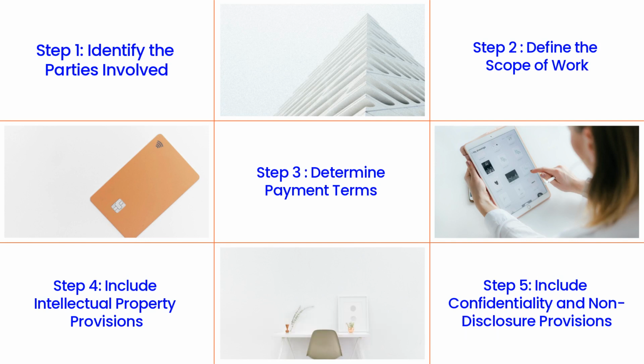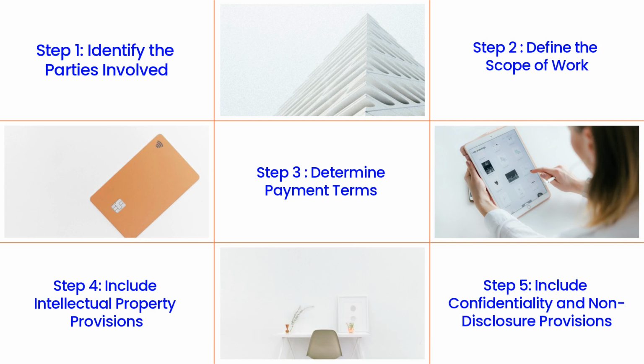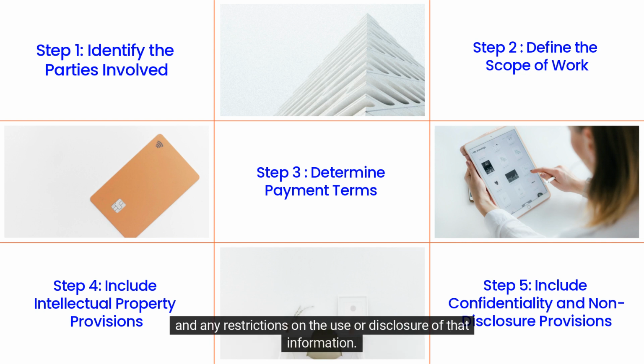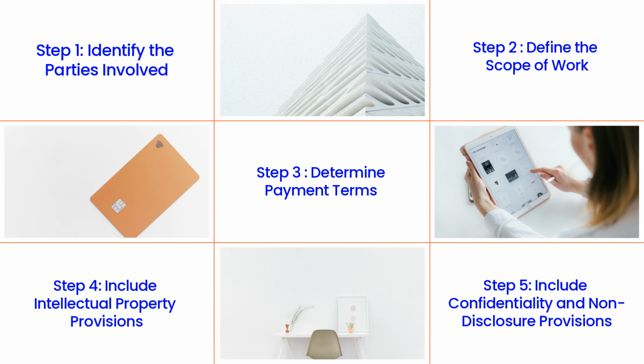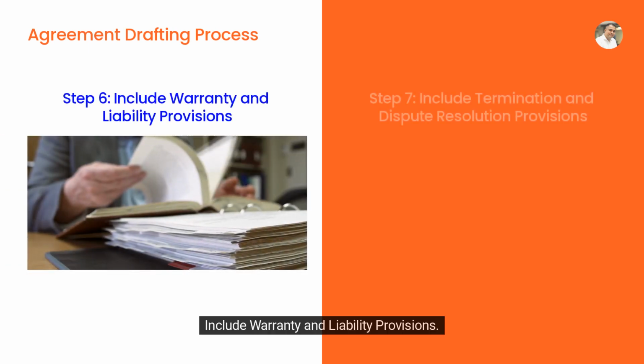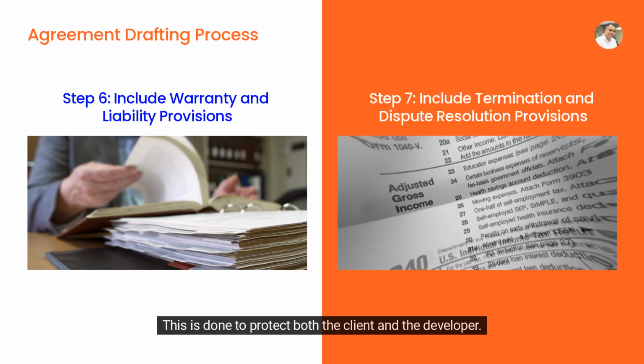Step 5. Include confidentiality and non-disclosure provisions. This includes defining how any confidential information that may be shared during the course of the project is handled, and any restrictions on the use or disclosure of that information. Step 6. Include warranty and liability provisions. This is done to protect both the client and the developer.